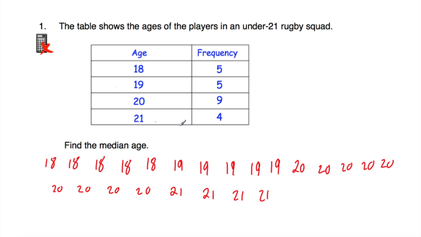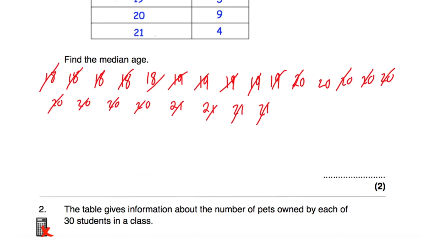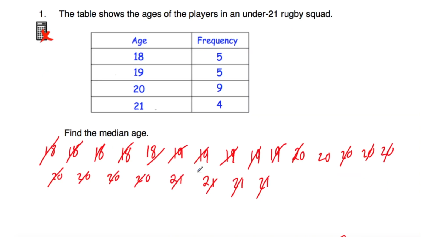And we want to find the median. So if we wanted to find the median, we cross off the smallest and the biggest, the smallest and the biggest, the smallest and the biggest, and so on. I'll just do that now. And that's it. As you can see here, the median, the middle number, is 20. So the median age is 20 years old. So the answer is 20. And that's one approach.